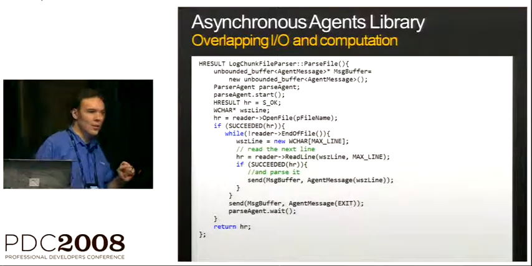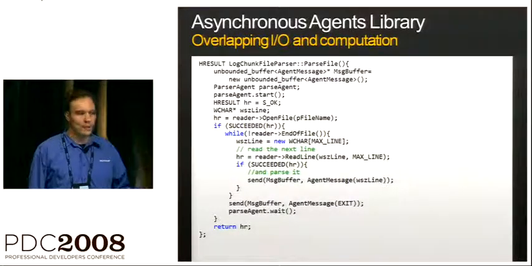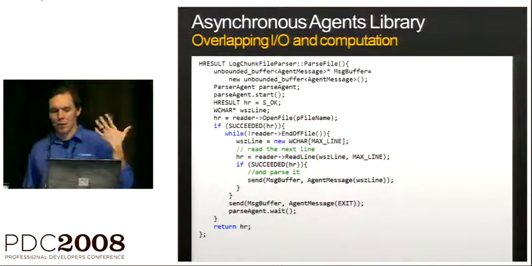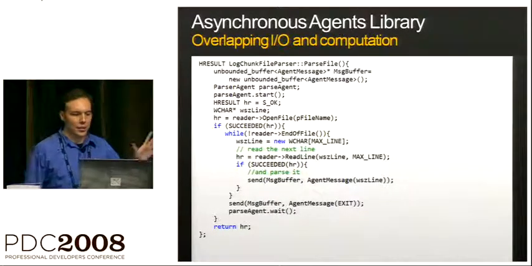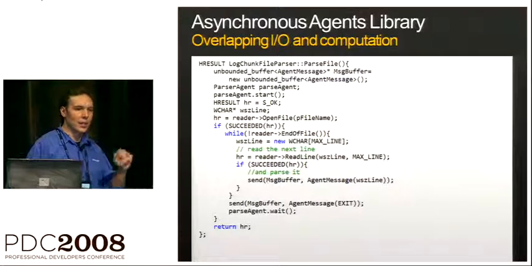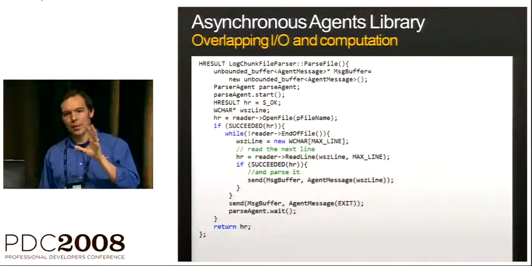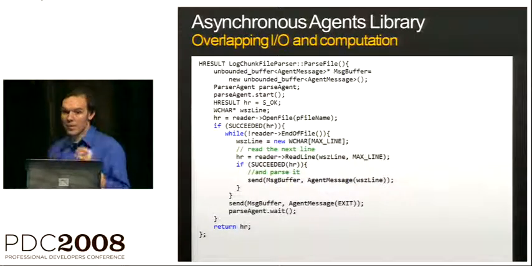And then most of the code looks the same. I'm still going to open the file. I'm still going to wait for the file to end. But now instead of parsing that inline, I'm actually going to construct a new agent message and send it to that unbounded buffer. Once I'm out of the loop, I'm going to send an exit message saying I'm done. And then I'll wait for the agent to finish.